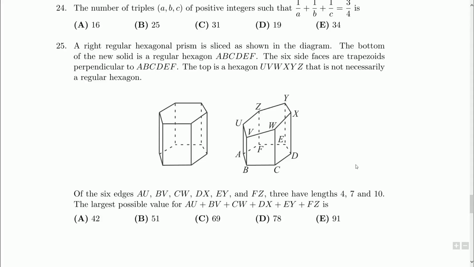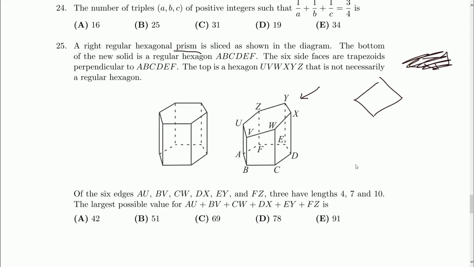Question 25 reads as follows. A right regular hexagonal prism is sliced as shown in the diagram. So they've come along and they've chopped it with a single slice. They sort of ran a plane through it. It's one of those kind of planes, not one of those kind of planes.